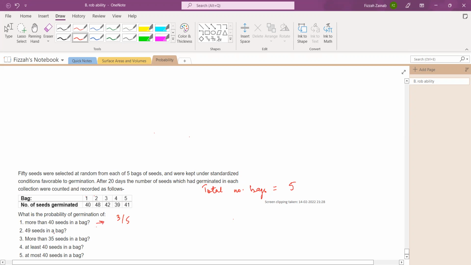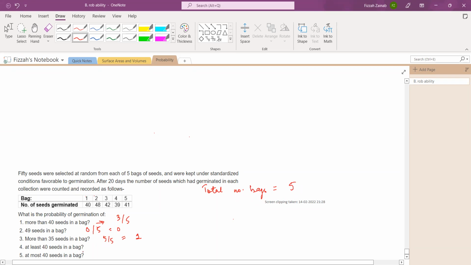Okay. Now 49 seeds in a bag. Ma'am, 0. Yeah, there is no bag which is having 49 seeds. So 0 by 5, which is 0. More than 35 seeds in a bag? Ma'am, 5 by 5. All the bags are having more than 35.